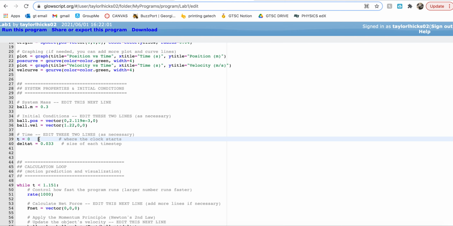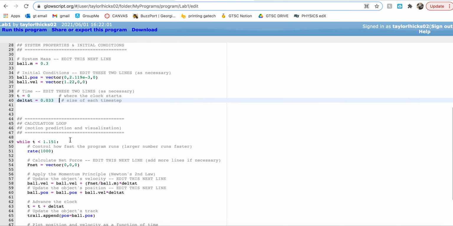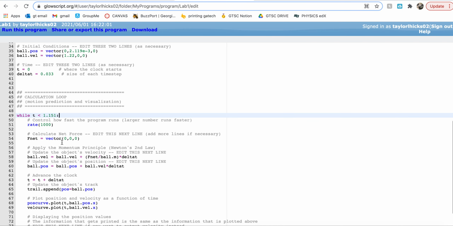Our initial time of observation is 0, so t equals 0 here. Delta t equals 0.033, which was established in Tracker. Moving to the while loop, the time of our last observation was t equals 1.151 seconds, and so this is going to be our limit for our while loop. Because we will be dealing with constant velocity motion, I have set the net force to be vector 0, 0, 0, because we are assuming no net force.